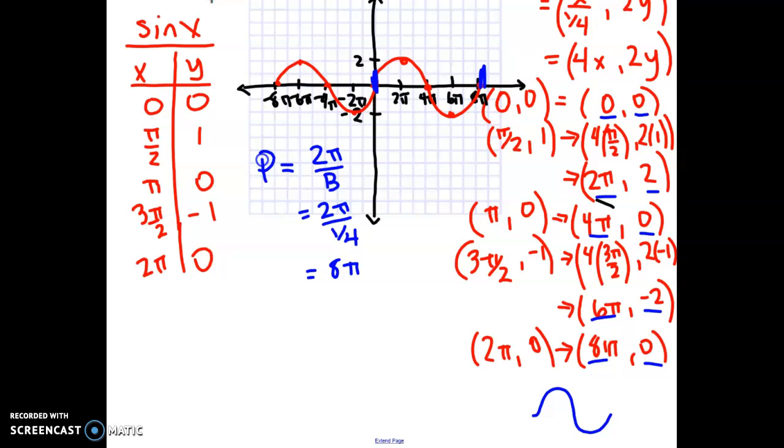Or it makes one full wave by 8 pi. So that should make sense that your period is 8 pi. The amplitude, again, is the height of the graph. Remember that the amplitude is your a value. So here your a value is 2, so your amplitude is 2.